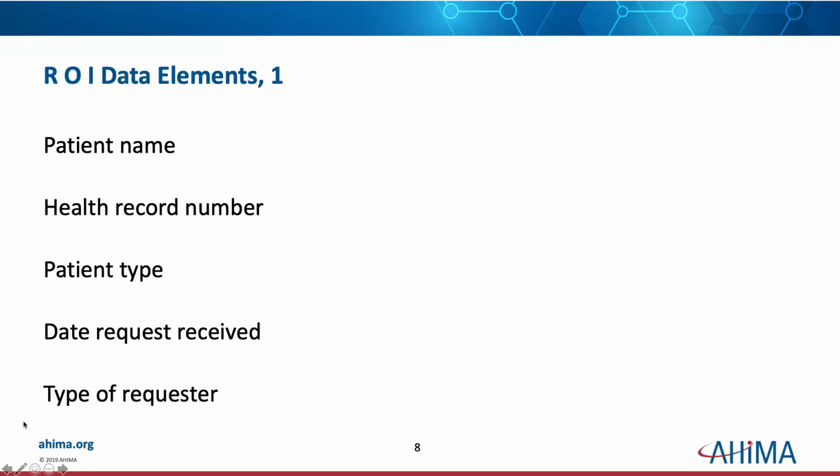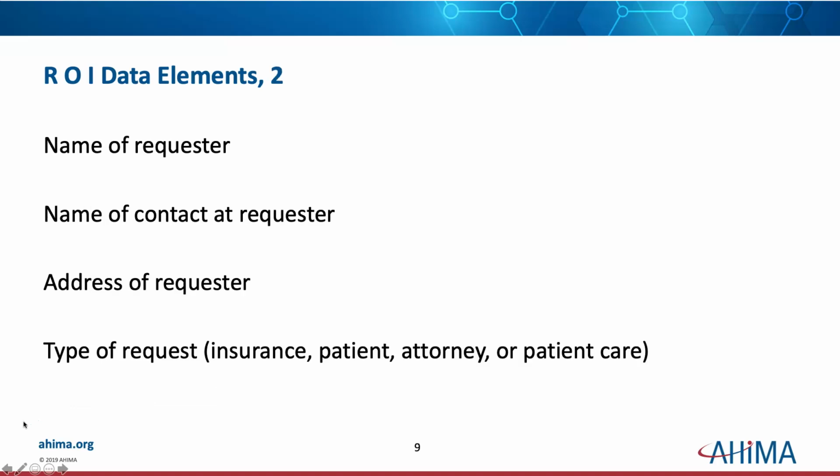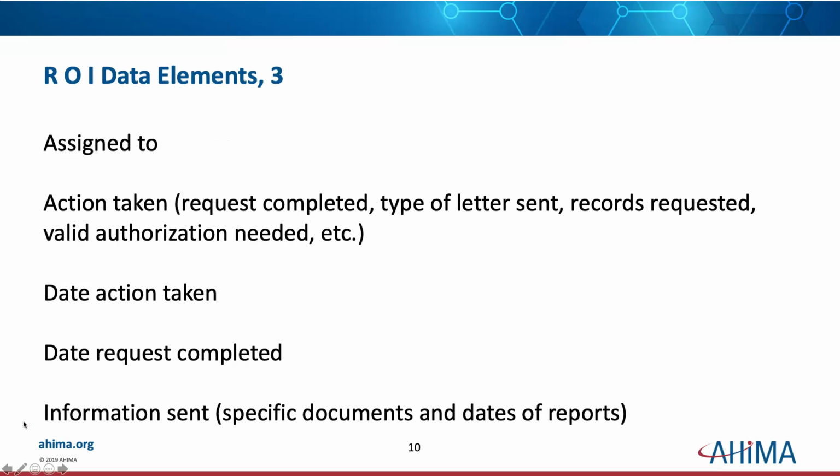Some data elements that are captured include patient name, health record number, patient type, date request received, type of requester, name of requester, name of contact at requester, address of requester, type of request. Is this insurance? For insurance purposes, is it a patient request? Is this an attorney request? Is it for patient care? Those types of things. Who was the ROI task assigned to, and what actions have been taken? The date actions were taken, the date the request was completed, and what exactly was sent.